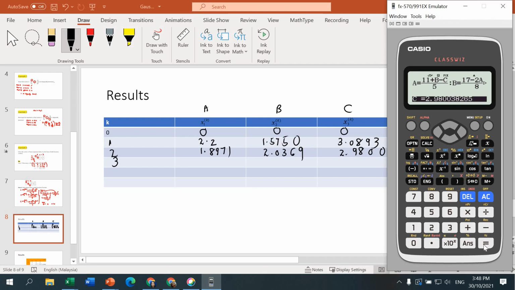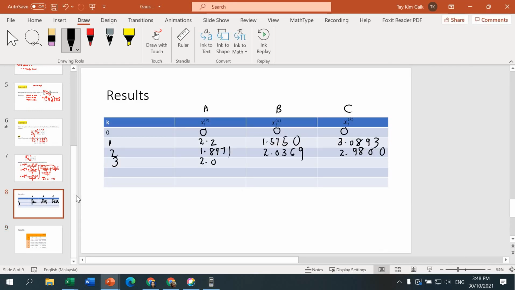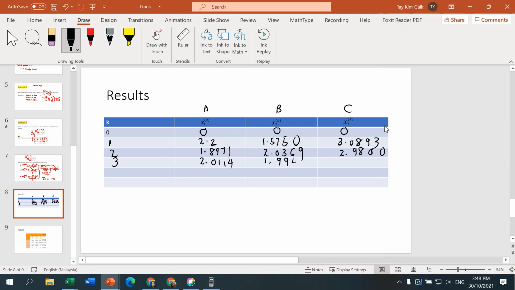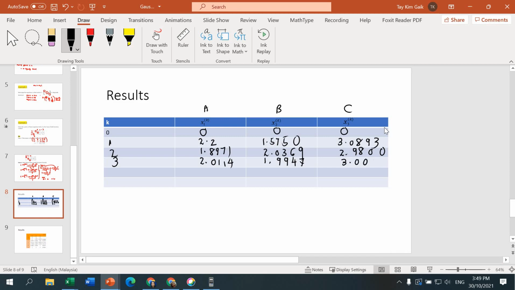This is a B value, this is a C value. You accept it, just equal. Now A, you get 2.0114. Equal, you get B, 1.9947. C, 3.0024. Checking, the values still differ quite a lot. Proceed to iteration number 4.